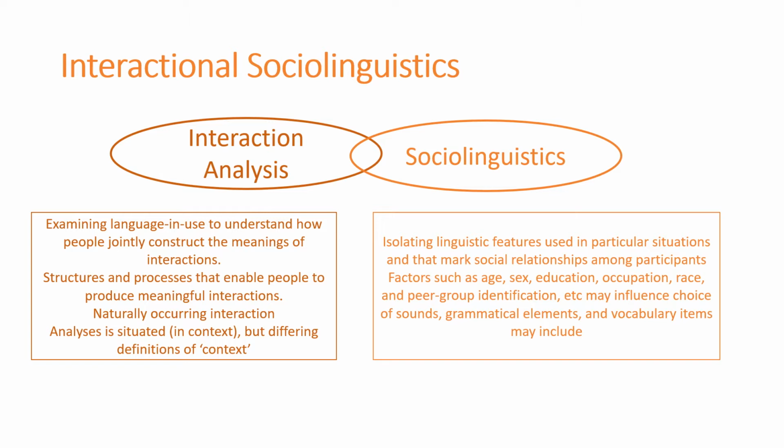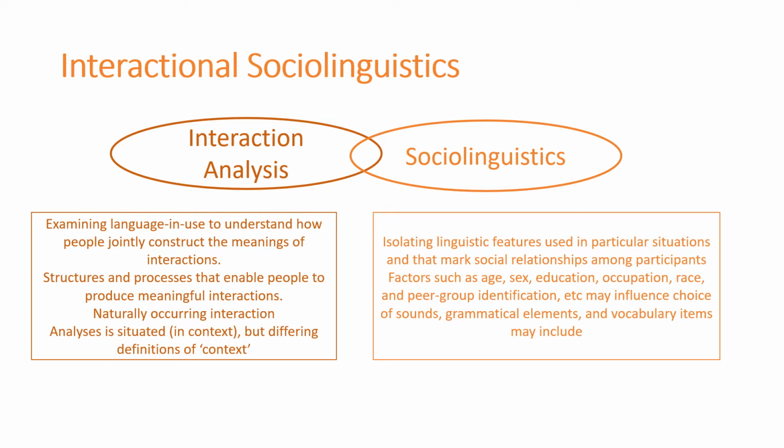Now, this is similar to what we've already discussed about conversation analysis, where we examine language in use to understand how people jointly construct meanings of interactions and jointly perform actions through talk. Interaction analysis involves analyzing naturally occurring interaction, for example, everyday conversations or institutional talk like doctor-patient conversations or business interactions. And analysis is situated, which means we analyze talk in a context. However, across the different approaches in interaction analysis, there are differing definitions of context, whether it's very limited to what is happening in the talk or whether factors beyond the talk are considered in the analysis.